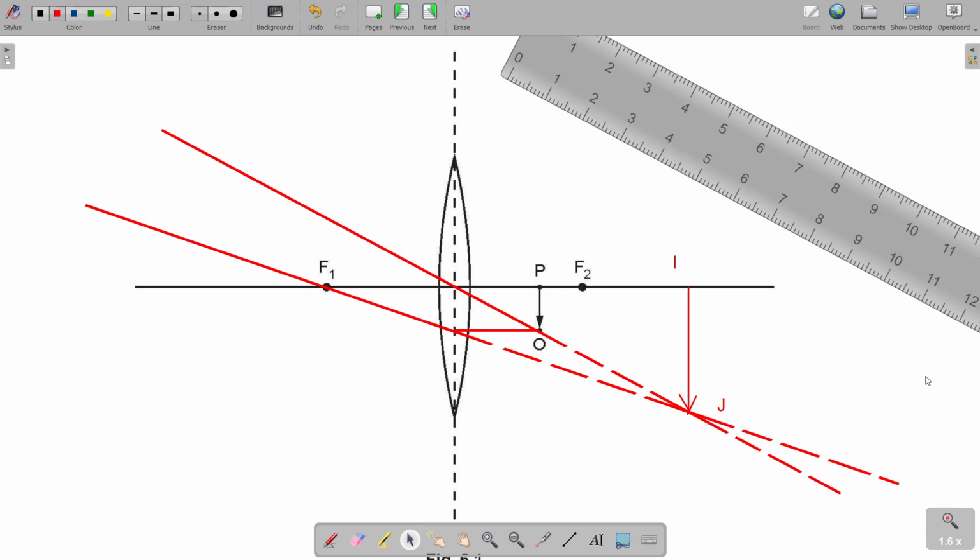So this is the final shape of the diagram, but we have to label the directions of the rays of light. So this is the original ray direction, and this is the original ray direction from the ray that was parallel to the principal axis. So this is the full shape of the diagram.